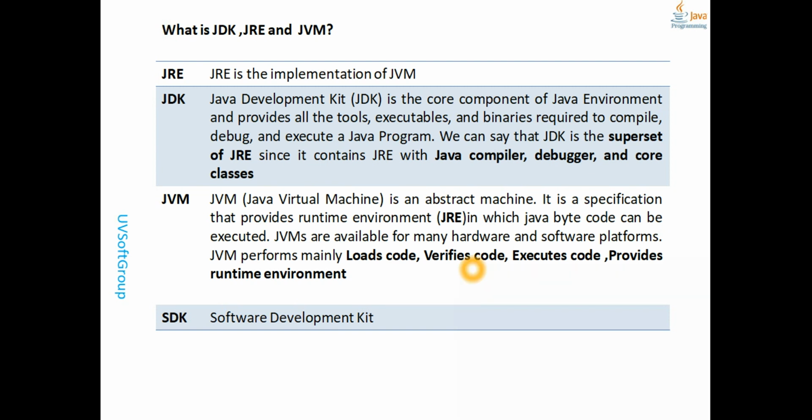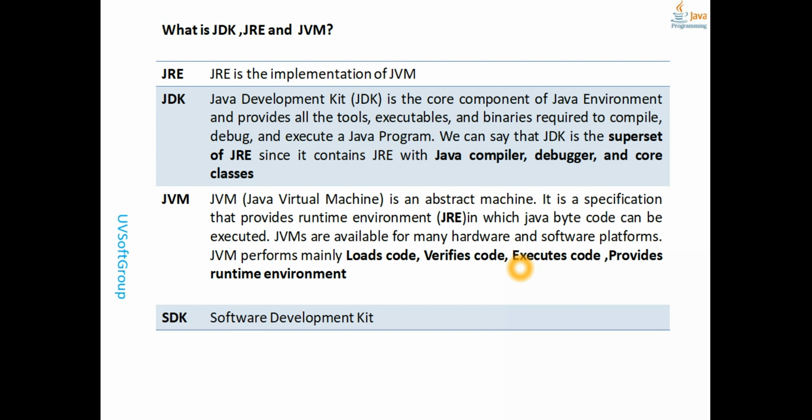JVMs are available for many hardware and software platforms. It depends on which type of hardware and software you install and configure your application on, like your laptop, your mobile devices or smart devices. All devices have the possibility to be configured with the JVM. Without the JVM, you cannot run anything in Java programming, or any JRE or SDK.